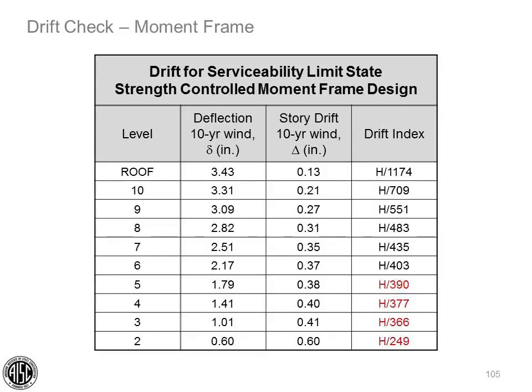Here are the moment frame drifts and story drifts for a 10-year wind. Again, these are with the unreduced stiffness properties. The lower four stories have more drift than our target of H over 400 for the 10-year wind. So we'll need to stiffen the lower level moment frames.